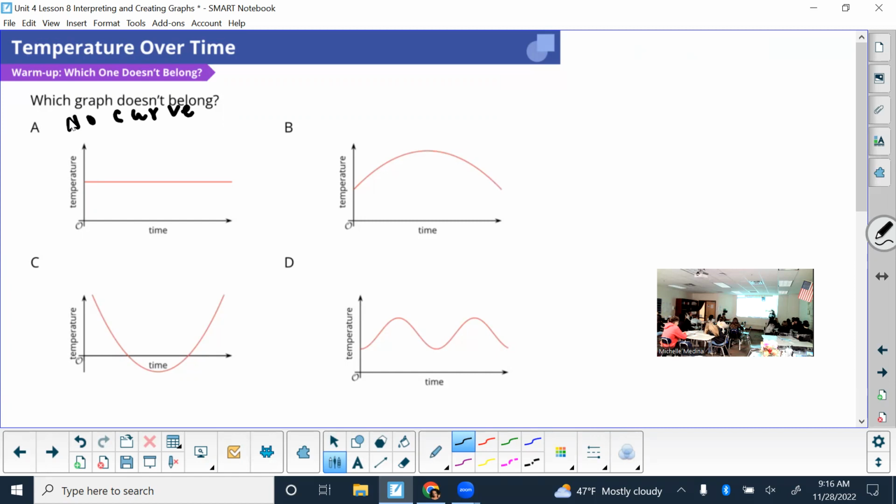Use the math vocabulary that we learned prior to break. How can you also describe graph A? Anyone? It is straight, but more mathematical. It is linear, but what I was looking for is constant. So it's going at a constant rate. And we're talking about time compared to temperature. So no matter how much time passes, the temperature stays the same.